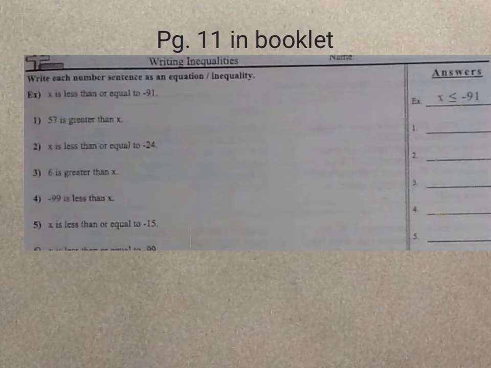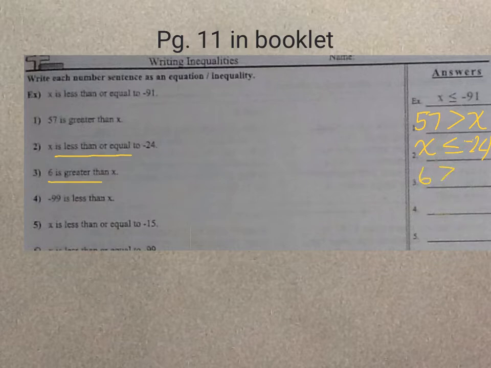Now we're going to practice writing inequalities. Follow along on page 11 of your booklet as I'm working on these problems. 57 is greater than x. So I'm going to start with writing 57. 57 is greater than x. Number 2 says x is less than or equal to negative 24. Number 6 says 6 is greater than x. So 6 is greater than x.